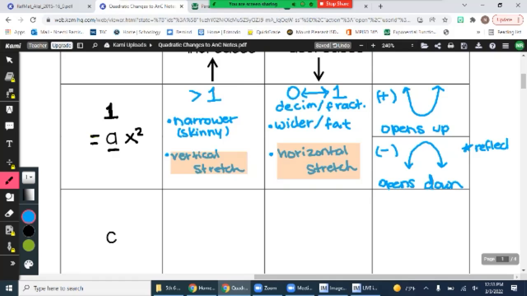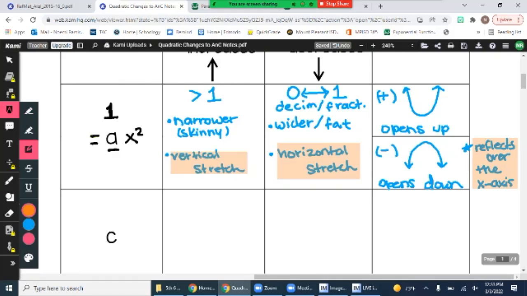Reflects over the x-axis. Super, super important to remember, because if it has to do with reflection, half of the answers on the STAR test are going to say that it reflects over the y-axis just to trick you. But we don't see a reflection over the y-axis at all in Algebra 1. Do not see that at all. I am going to show you what a reflection over the y-axis looks like, though, just so you know.